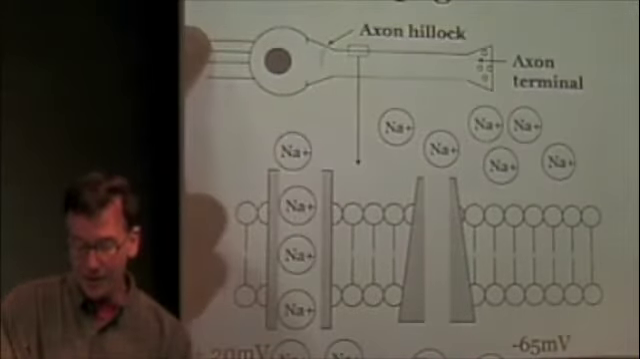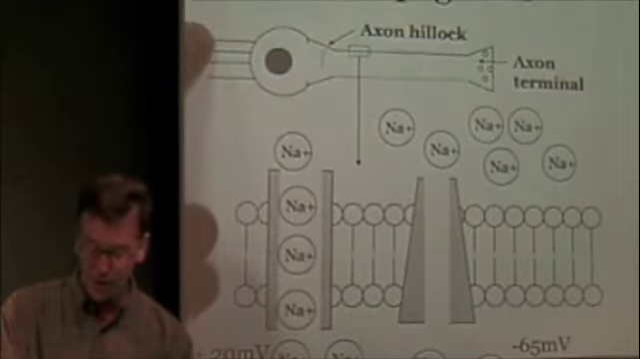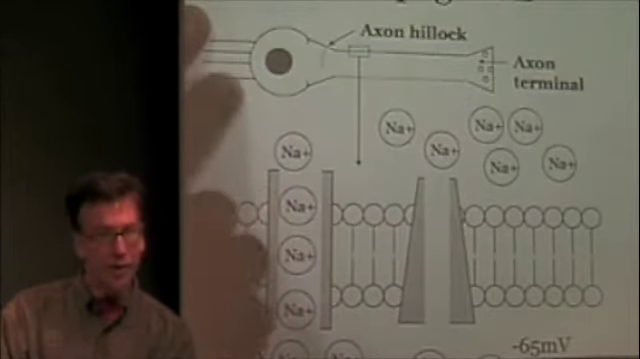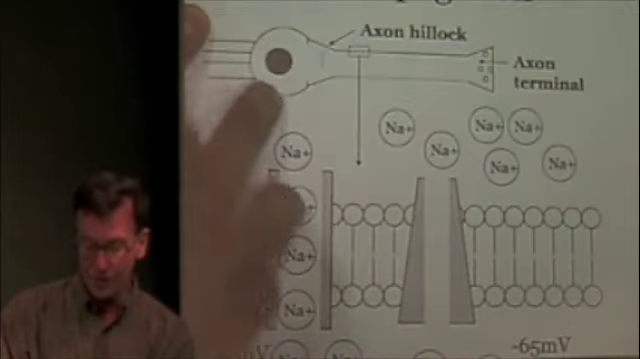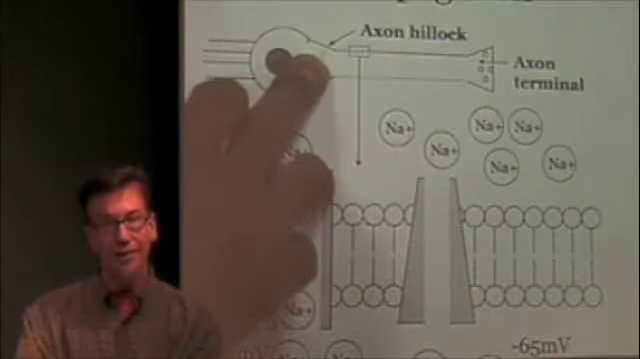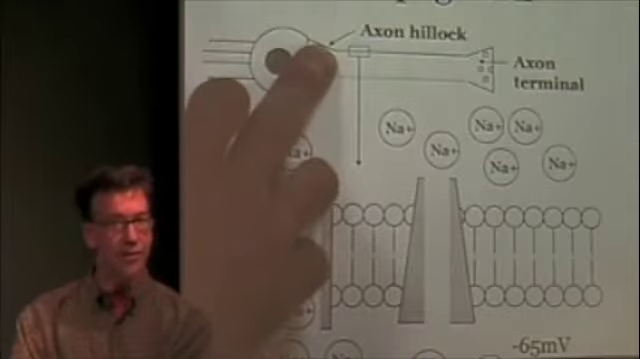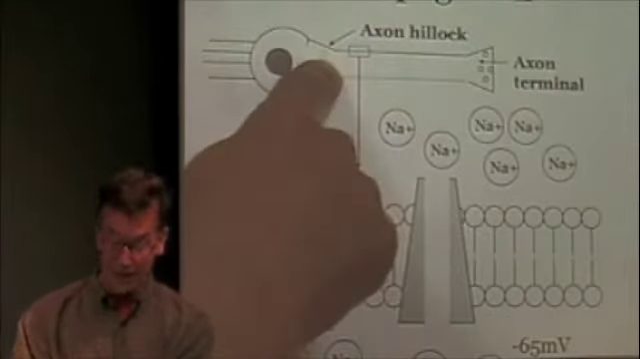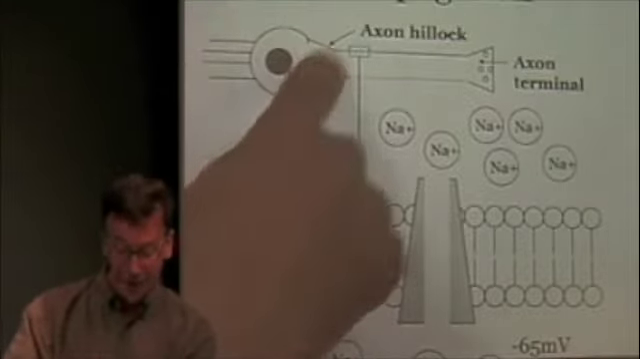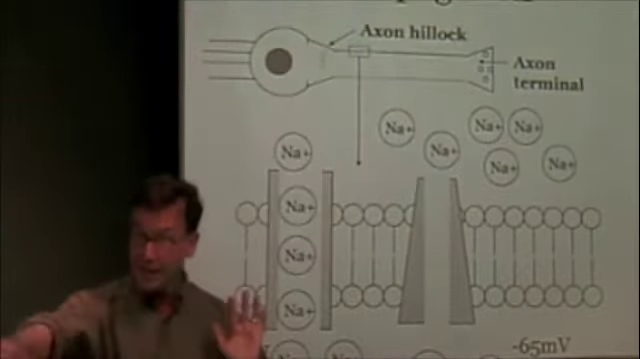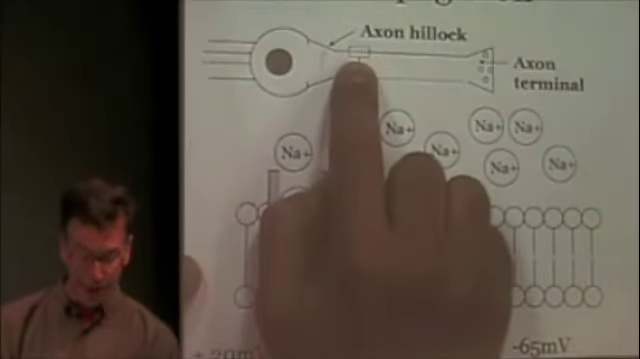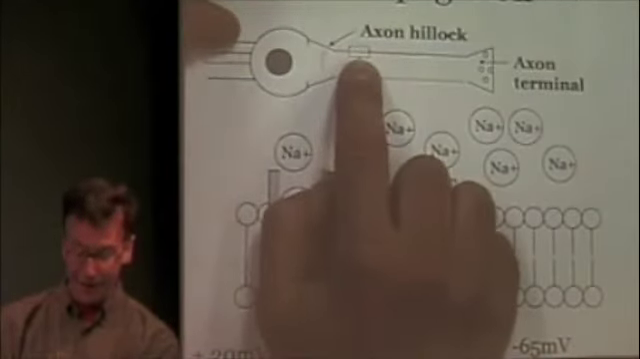If you have a little depolarization occurring way out here and one occurring way out here, you might not get enough of a sodium influx to reach this hillock and depolarize the membrane here to minus 55. But if you get a lot of inputs, a lot of firing, a lot of depolarization, if it gets to minus 55 at the axon hillock, you're going to get an action potential propagate down the nerve.